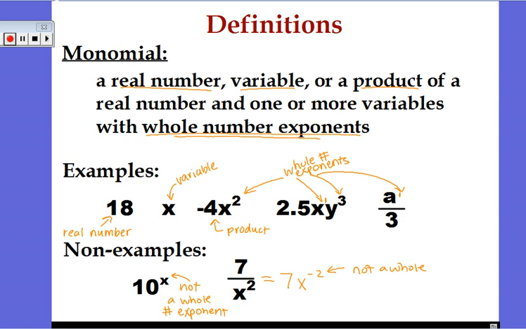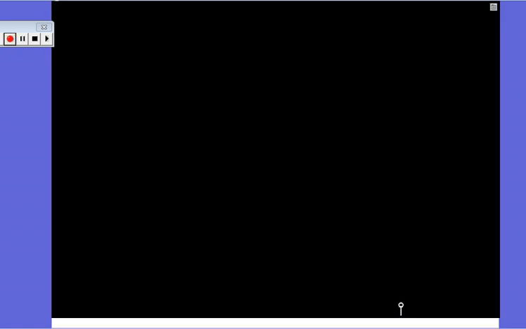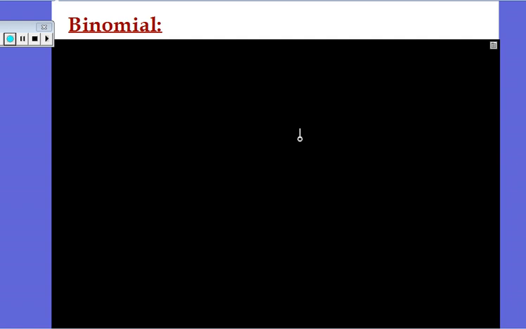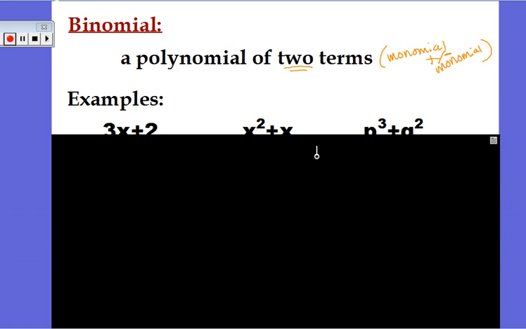The next one we're going to take a look at is binomials. Okay, so a binomial is a polynomial of 2 terms. So it's basically 2 monomials either added or subtracted together. Okay, so a monomial plus a monomial. Okay, so 2 terms, and that's what we call those monomials, added or subtracted together. Okay, and remember, they're separated by addition or subtraction. Okay, so let's take a look at some examples.